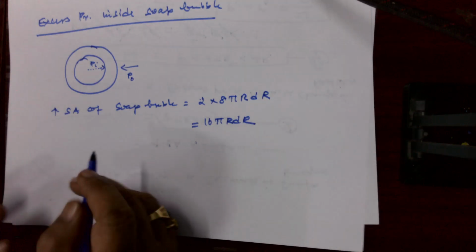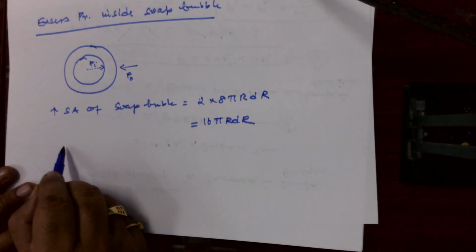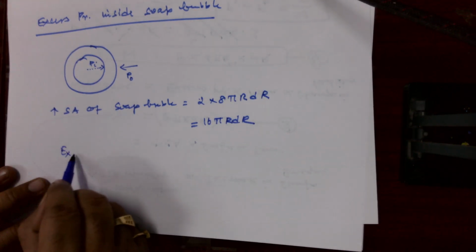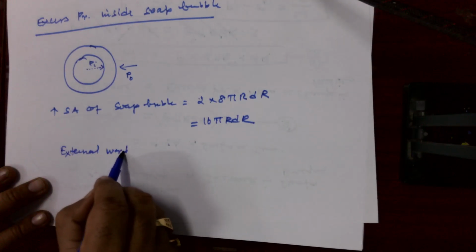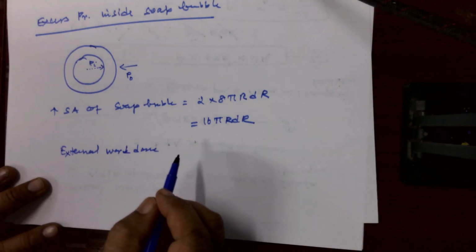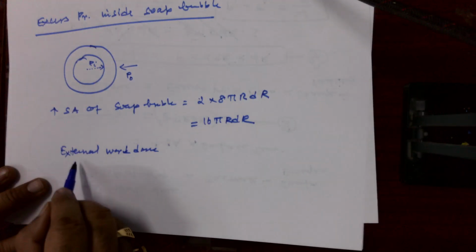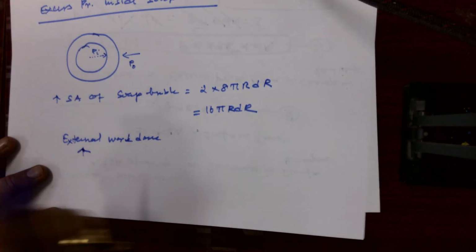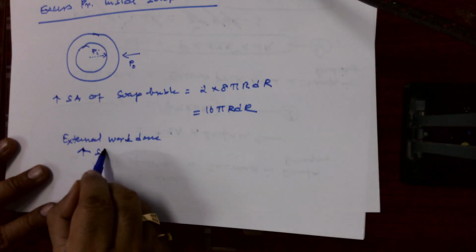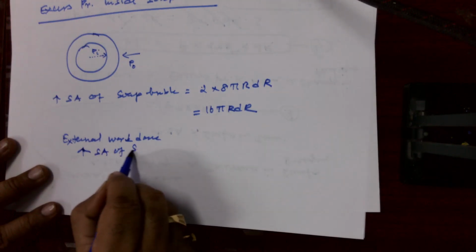Okay. So similarly, you have to work out the external work. The external work done in increasing the surface area of the soap bubble. Surface area of soap bubble.